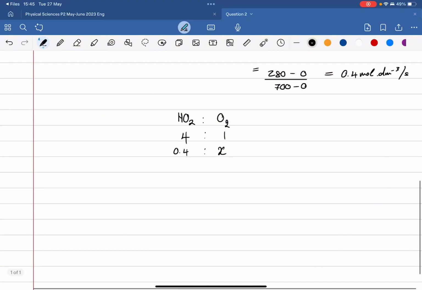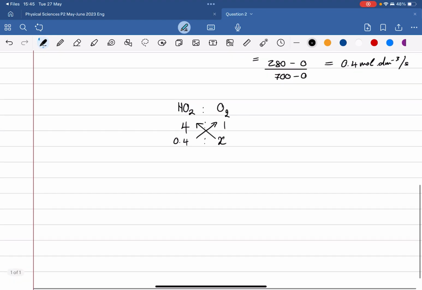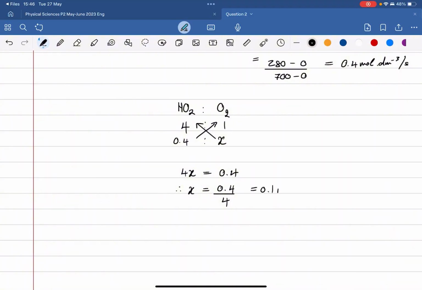So now when I get here, what do I do? So just simply cross multiply and try to solve for X. So when I cross multiply there, I've got 4X is equal to 0.4. Therefore, X is equal to 0.4 over 4. And that should give you the answer of 0.1 moles per decimeter cube per second.